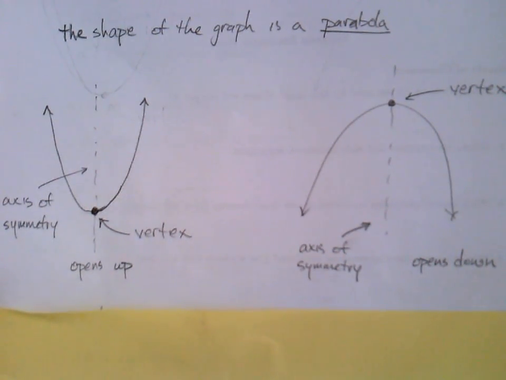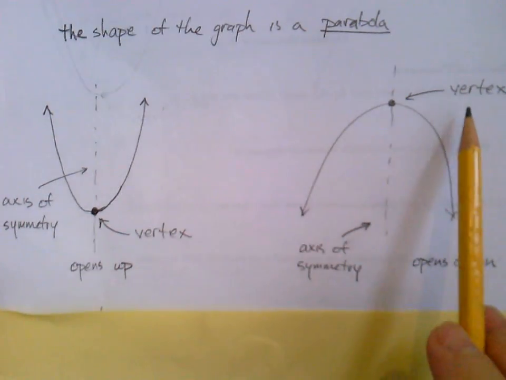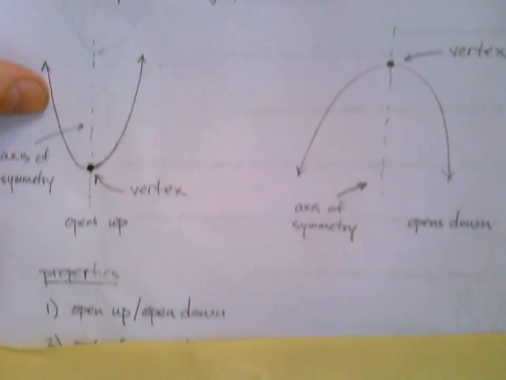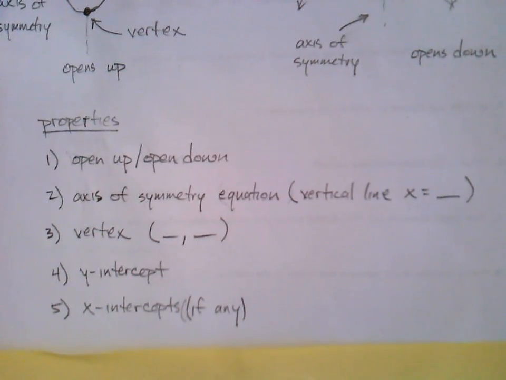Actually, these are the first three properties. Which way does it open? Where is the axis of symmetry located, and where is the vertex located? Let's get into the properties. I'm going to tell you all the properties here to start, and then we're going to look in detail at each one of them. So the first property is simply answering the question, does your parabola open up or down? And there's a very easy way to tell based on the function. I'll tell you that in a moment.